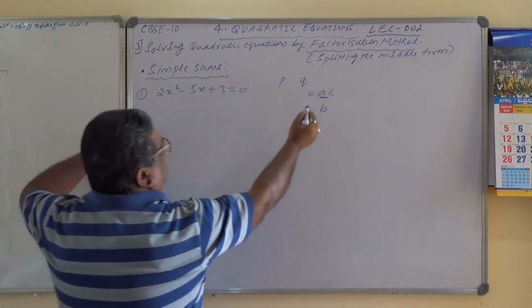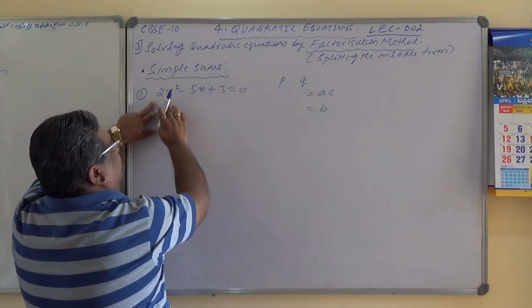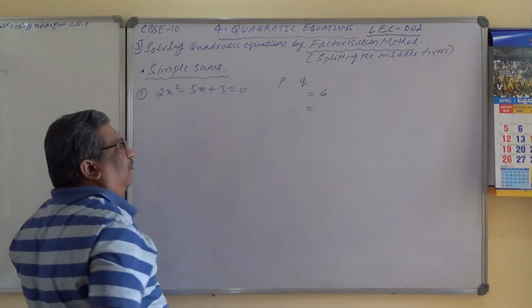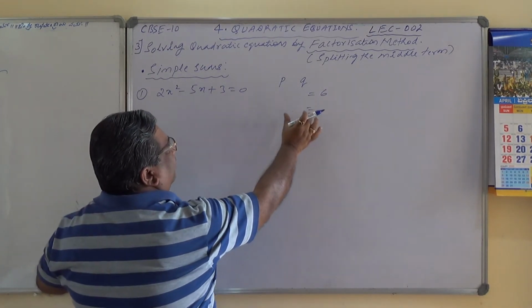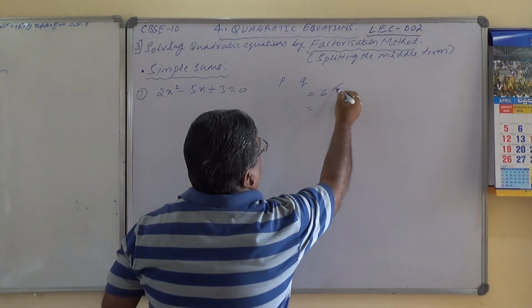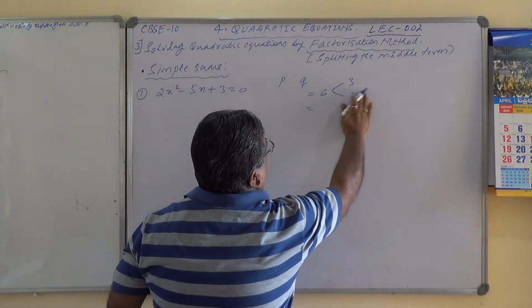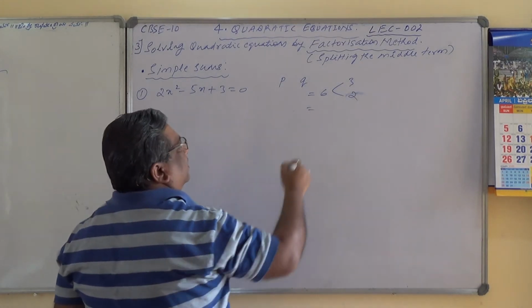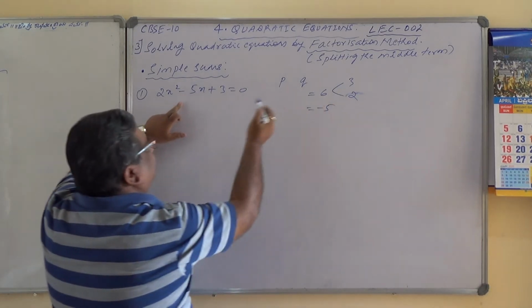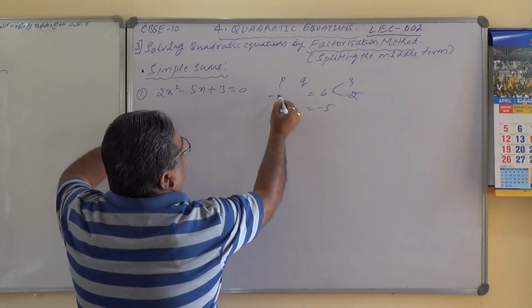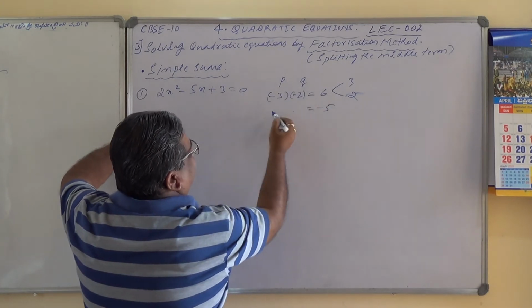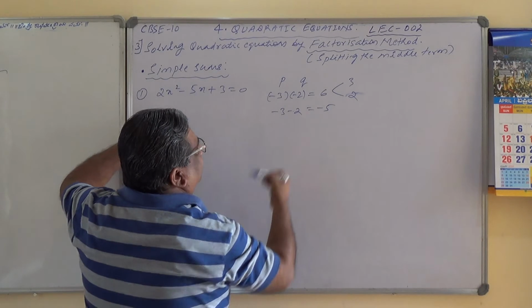Before I find out p and q, what is this ac here? 2 into 3, 6. Okay, factorize the 6 now, and the sum or difference of that should be equal to minus 5 over here. So if I factorize 6, it is 3 into 2 basically. So in this case, I require minus 5 here, plus 6 and minus 5. So minus 3 into minus 2 is plus 6, minus 3 minus 2 is minus 5.